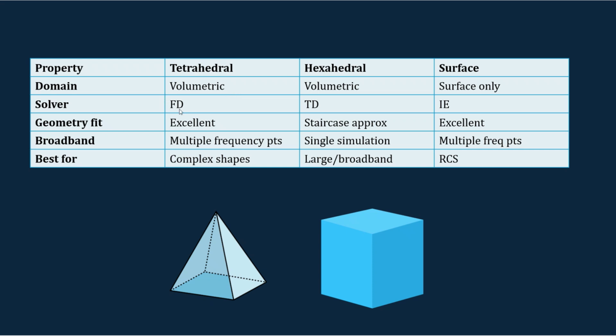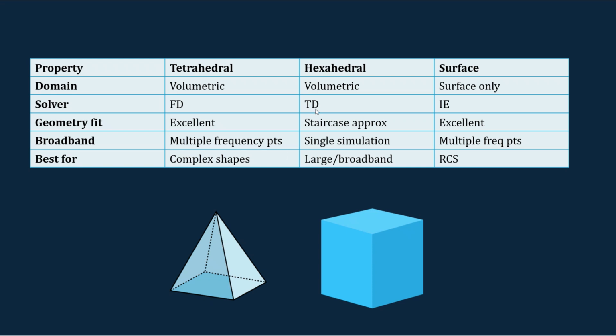So if you are going to use a frequency domain solver, it will be using a tetrahedral meshing. It will be a volumetric meshing, and it is mainly used for the broadband frequency solutions. So this is the structure of a tetrahedral geometry. So all the structures will be divided into these types of structures.